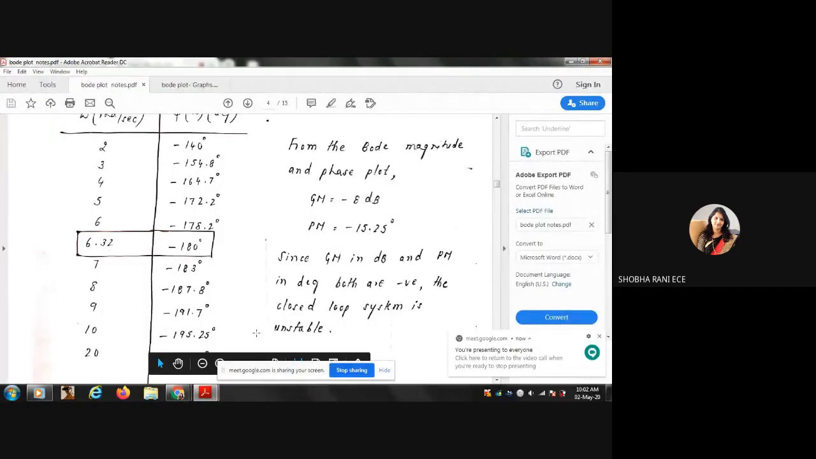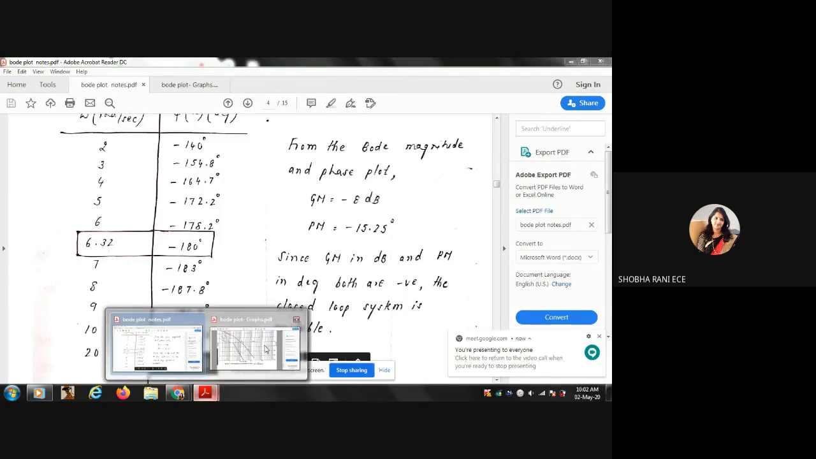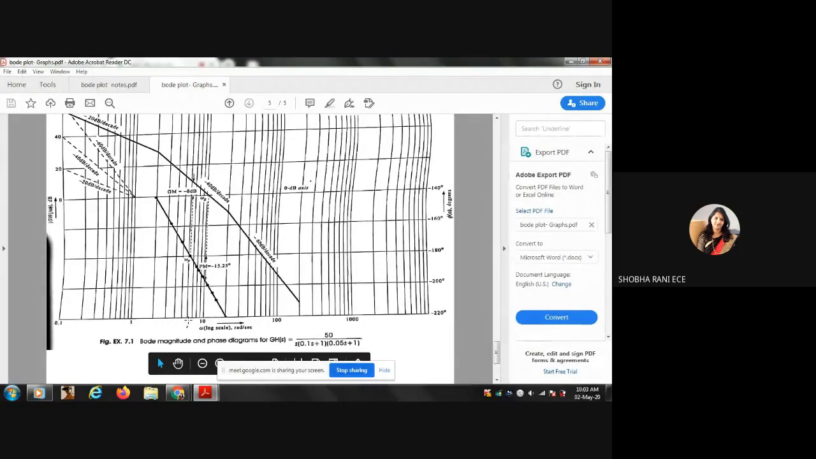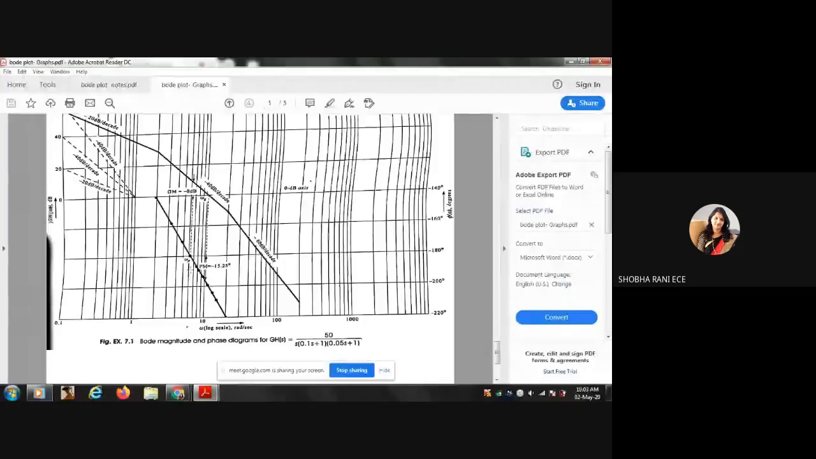Okay, so now after you have marked this, this is very important which you are supposed to do. You have to mark this line: at omega equal to 6.32, you have minus 180 degrees. So now go to omega equal to 6.32. This is 1, 2, 3, 4, 5, 6. Between these two lines you have 10 divisions. So 6.3, and just go straight and mark your minus 180 degrees. So the minus 180 degree line will intersect here. So this is your 6.32 line.